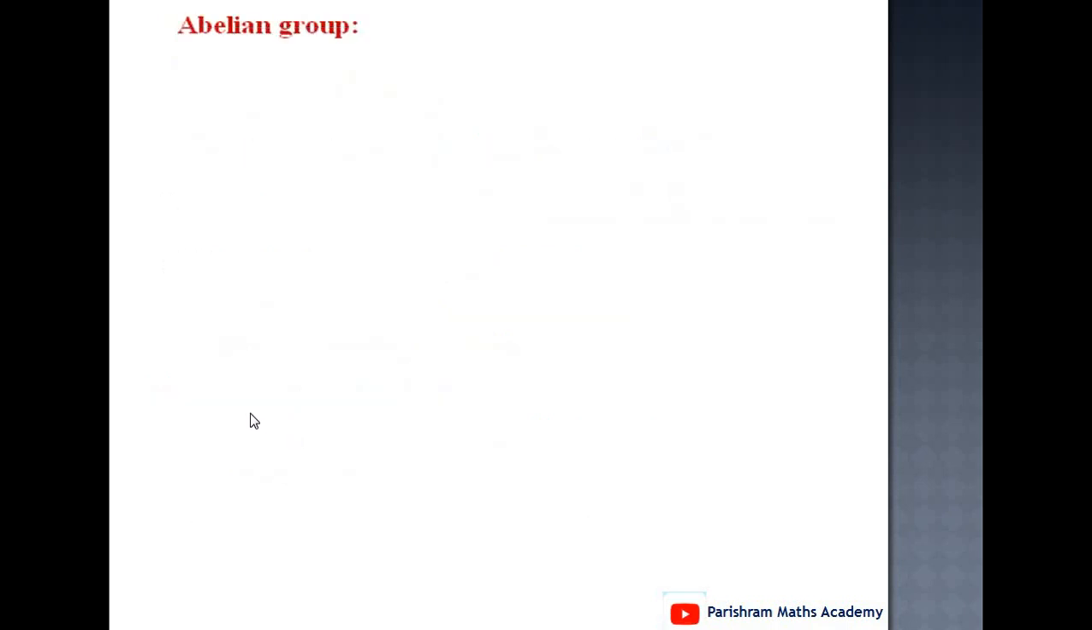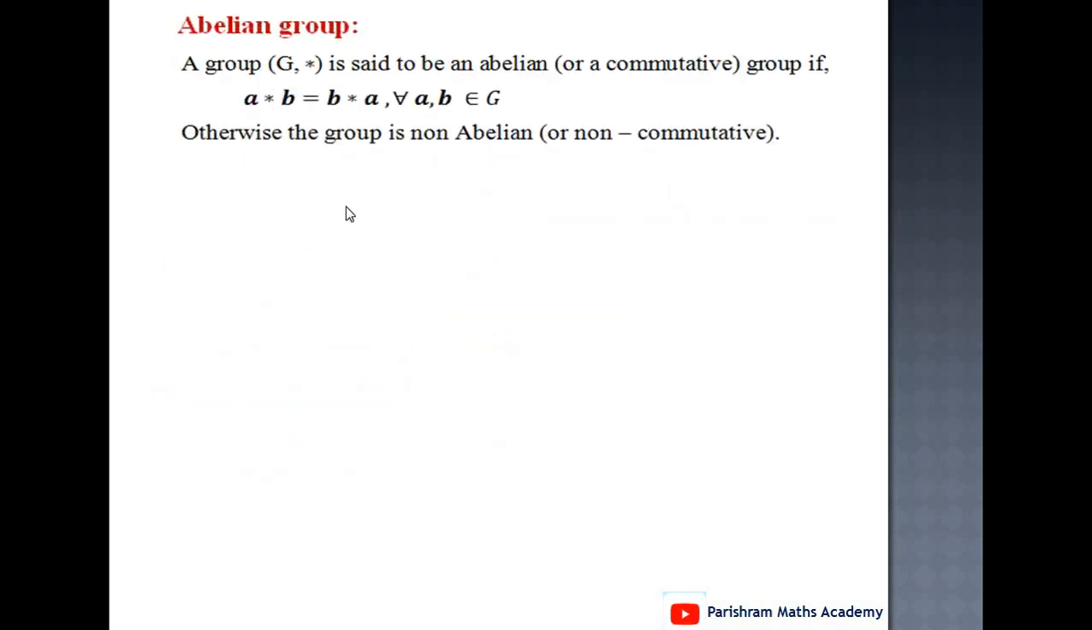Next, abelian group. A group (G, star) is said to be an abelian group or a commutative group if a star b equals b star a for all a, b belongs to G. It means for any two elements belonging to G, if a star b is the same as b star a, then such a group is called a commutative group. If this condition is not satisfied, the group is called a non-abelian group or non-commutative group.